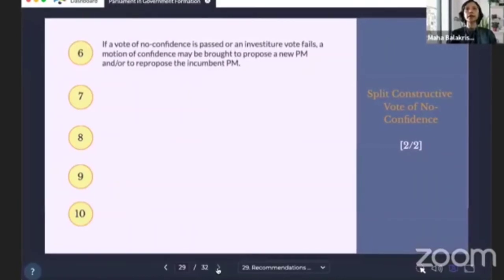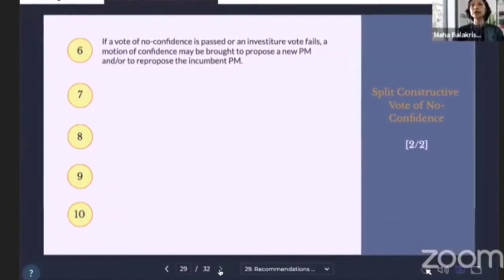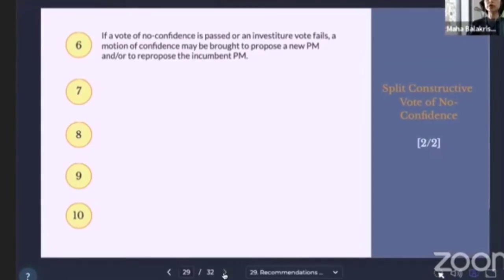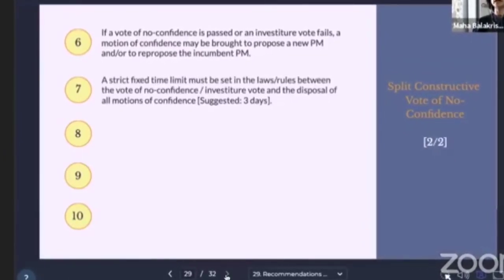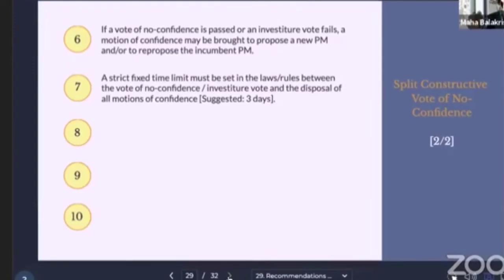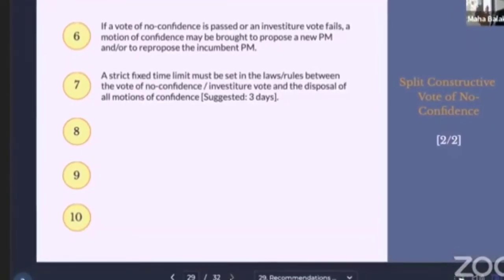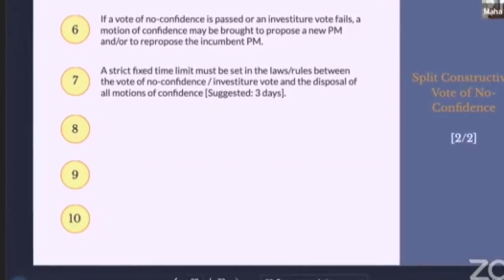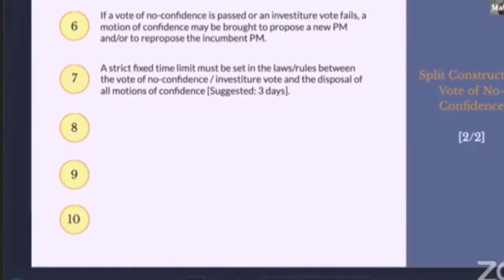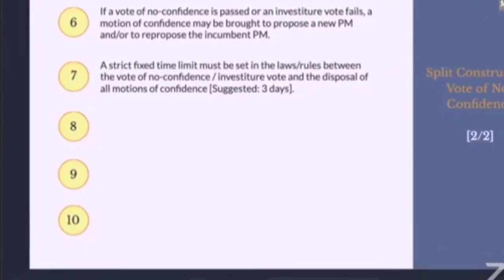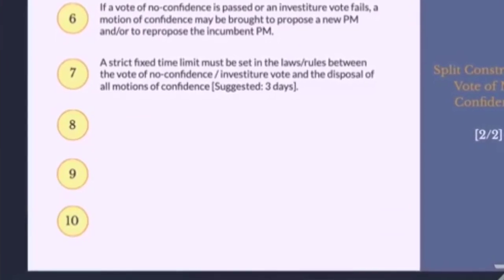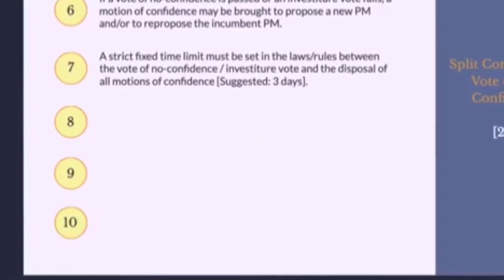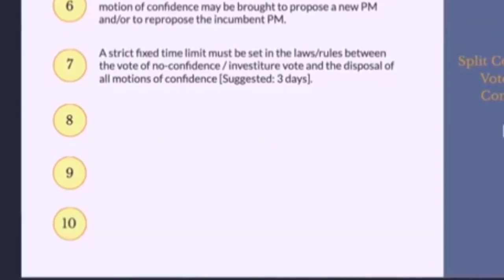A few more points. Now, if a no confidence motion is passed, or if investiture fails, then as I described earlier, a confidence motion can be brought. And once again, for the confidence motion, there should be a very strict fixed time limit set in the rules between the no confidence vote or the failure of the investiture vote and the confidence vote. I have suggested 3 days, and this is because we don't want to prolong any state of instability in government. So within 3 days, parties should resolve the leadership dispute.